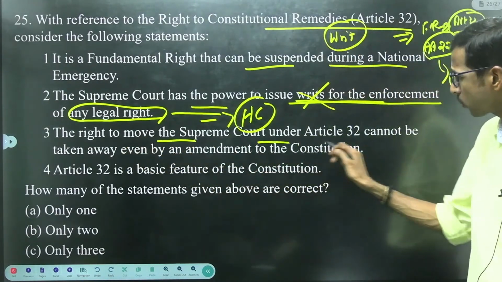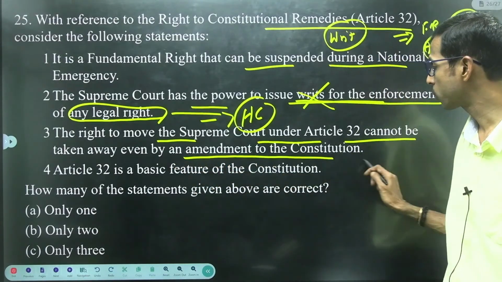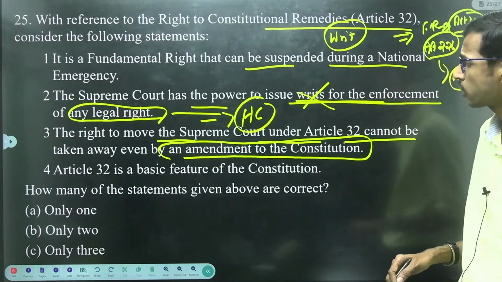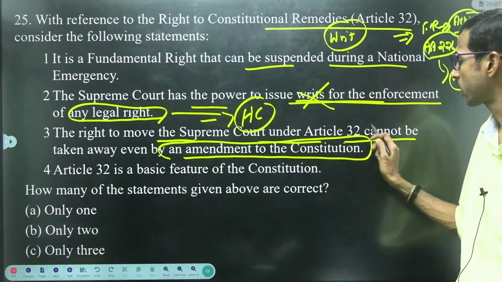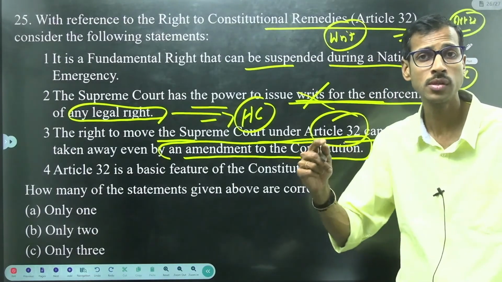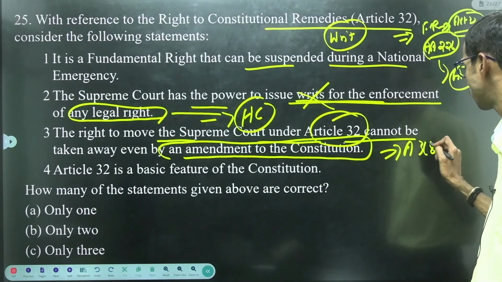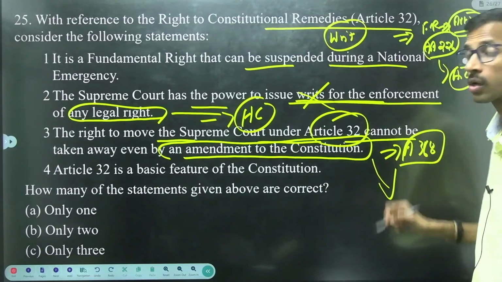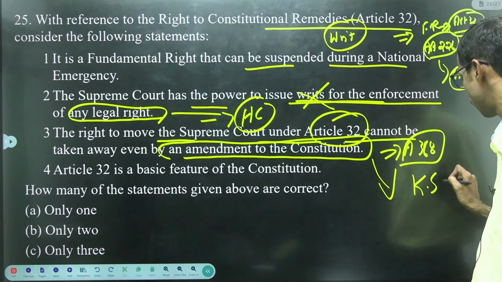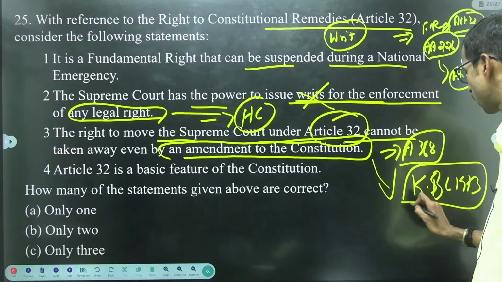The right to move the Supreme Court under Article 32 cannot be taken away even by an amendment to the Constitution, right? This is covered under Article 368. If you see the basic structure doctrine that was laid down in the Kesavananda Bharati case in 1973, right, basic structure doctrine.